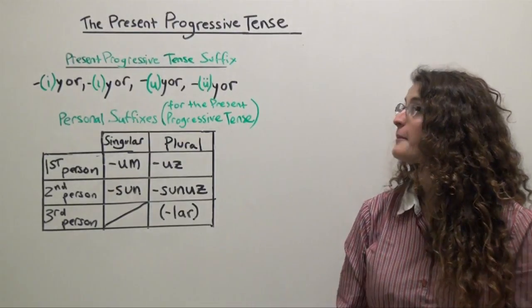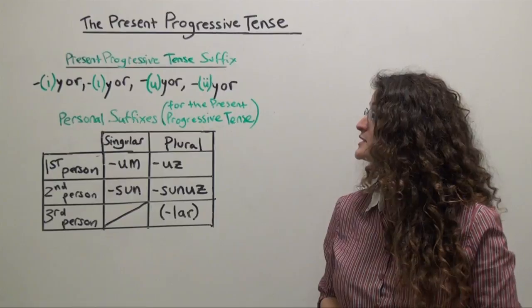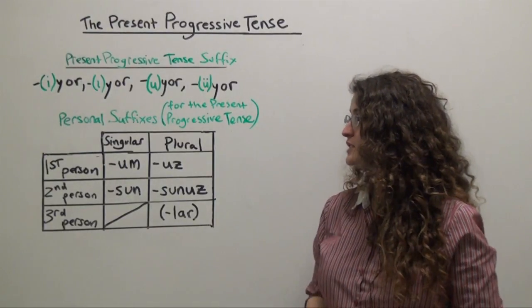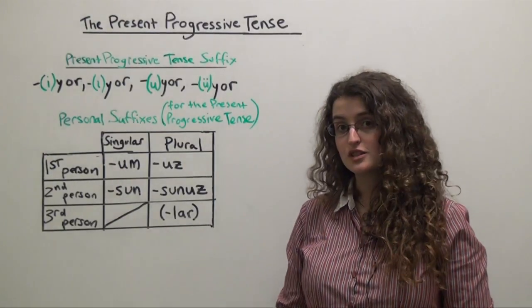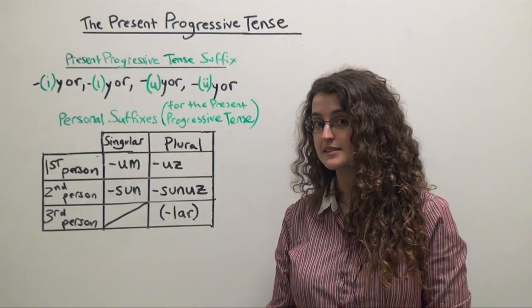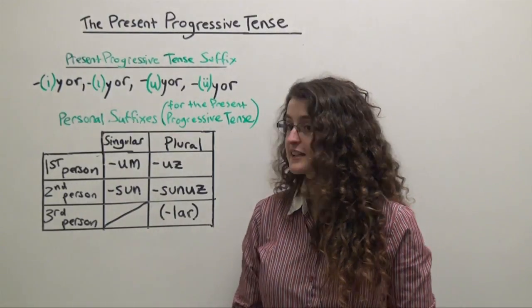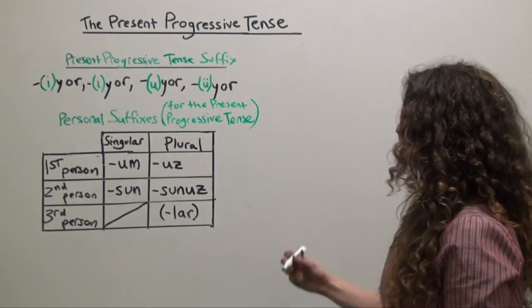Now we're going to talk about the present progressive tense in Turkish. The present progressive tense is the tense we're going to use to describe actions that are currently ongoing, that are just about to take place, or which occur regularly or habitually. Let's look at how we form the present progressive tense.